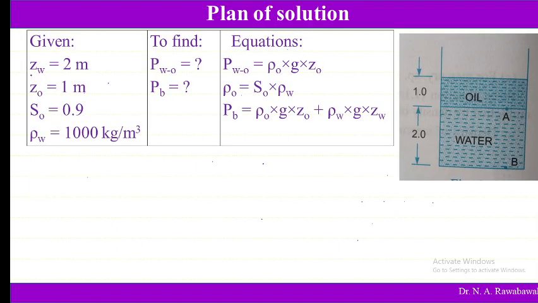So ZW, depth of water, is 2 meters, whereas depth of oil ZO is 1 meter. Specific gravity of oil is 0.9 and density of water is 1000 kg per meter cube. So we want to find out the pressure intensity at the interface of water and oil, and the pressure intensity at the bottom. PB is the pressure intensity at the bottom.